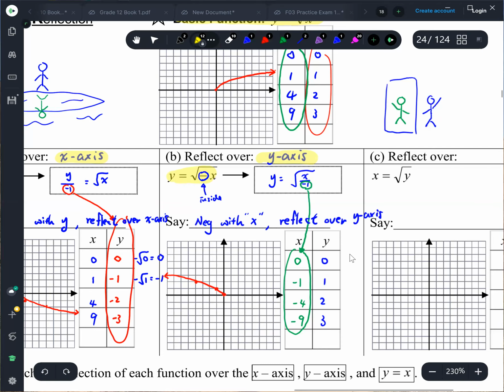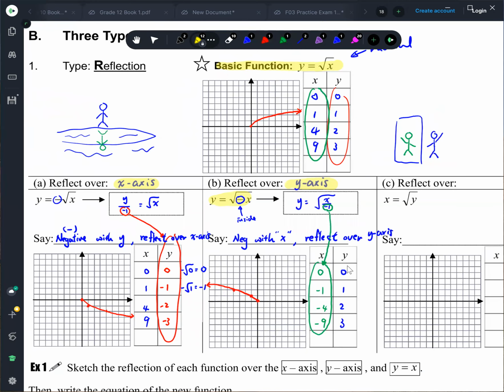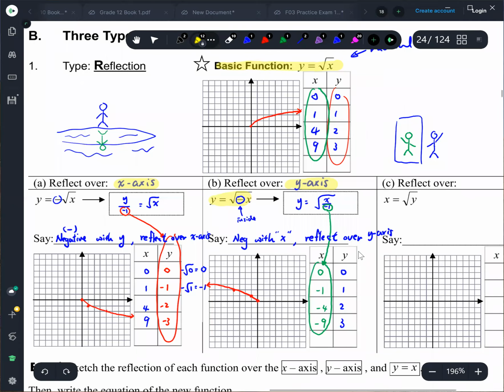Okay, does anyone have questions for part B? Okay, so far we covered two kinds of reflection, right? The one looking down at the lake, that's the reflect over x-axis, negative with y. Second one is looking at the mirror, negative with x, reflect over y-axis. Okay. How about let's just finish the last one before 11, and then we'll take a break at 11.